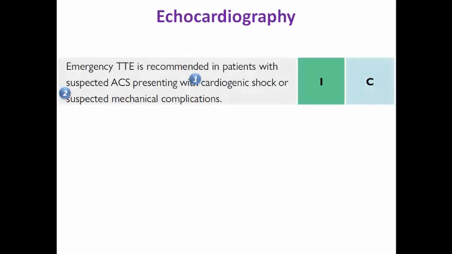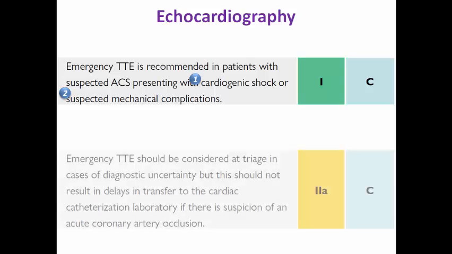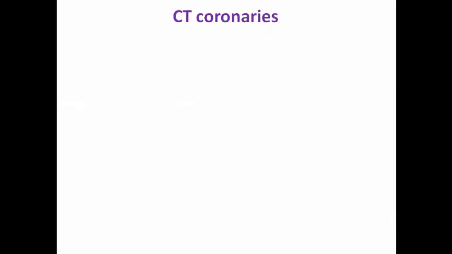Regarding the role of echo, emergency echo has a class 1 recommendation, of course, in case of cardiogenic shock or suspected mechanical complications, and a class 2A recommendation in case of diagnostic uncertainty, but it should not delay transfer to the CCU or to the cath lab if there is high suspicion of acute coronary occlusion. What about the role of CT coronaries? There is a great dilemma regarding the indication in acute coronary syndrome.